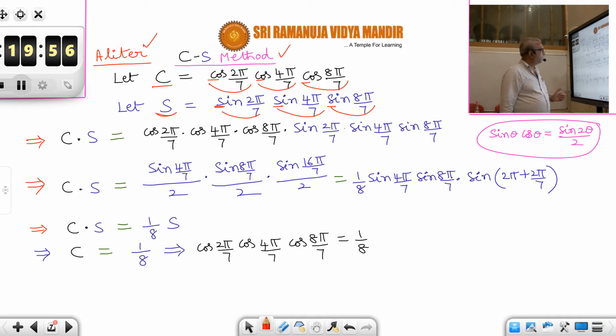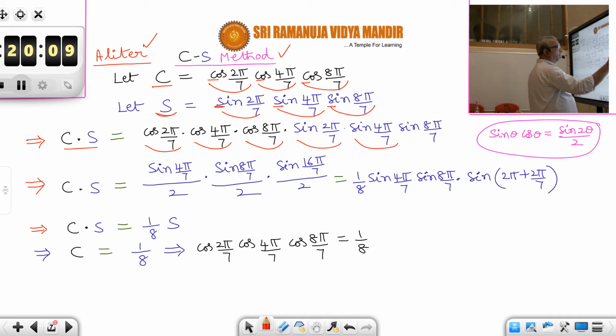So consider the product C into S. C into S means C is cos 2 pi by 7, cos 4 pi by 7, cos 8 pi by 7. S is sin 2 pi by 7, sin 4 pi by 7, sin 8 pi by 7. Consider this total product of the 6 factors. Here I am using this formula. Sin theta cos theta is what? Sin 2 theta by 2, because sin 2 theta is 2 sin theta cos theta, so the 2 gets cancelled out.